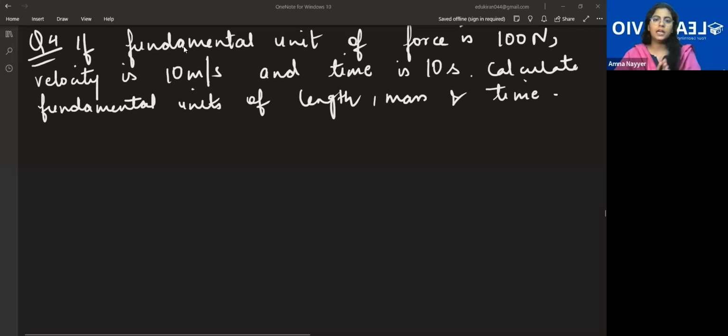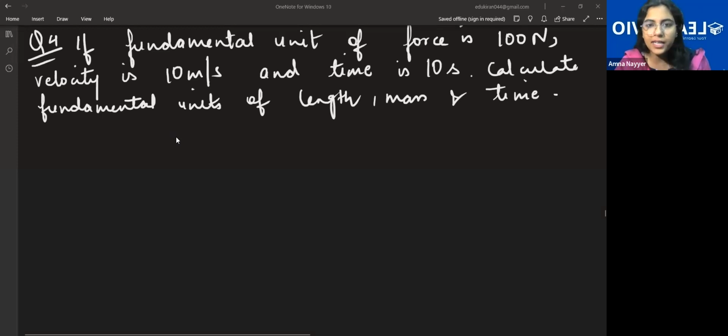Okay. Let us discuss this question also. This is the last question. So these were the different types of questions which were possible from your dimensional analysis. Otherwise, you have very straightforward questions where you have to write down the dimensions and the formula will be given. Now see how to solve this type of question.